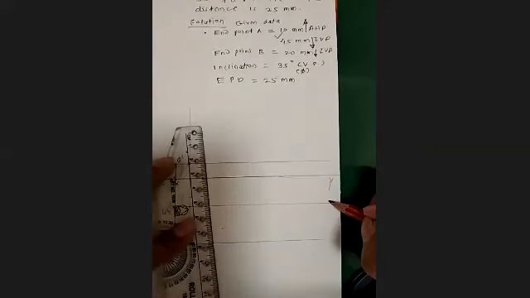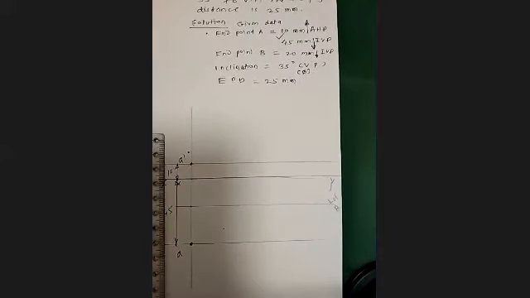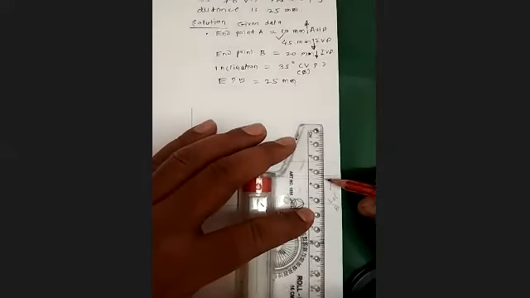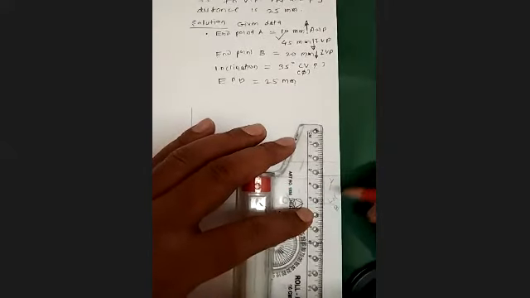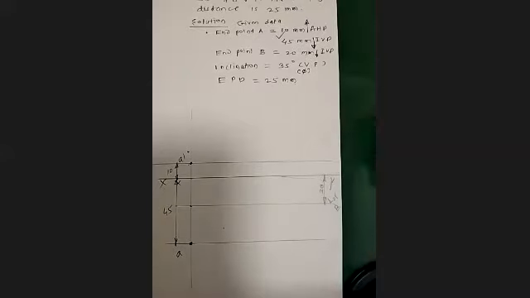Now this is nothing but the locus of point B. But where we will get B, we don't know. So you should know this B point you will get 20 millimeter in front of VP. The distance is 20 millimeter.